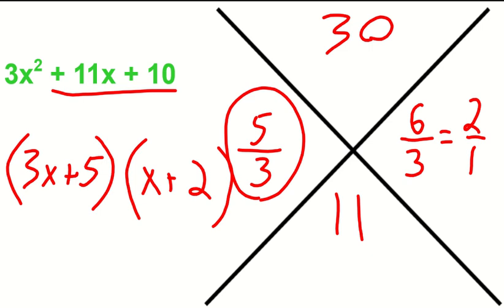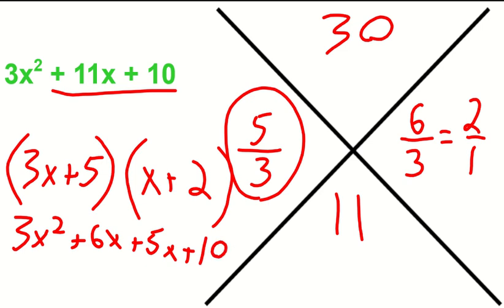And if we checked, if I go ahead and FOIL this, 3x times x, that's 3x squared. 3x times 2, that's 6x. 5 times x, that's 5x. 5 times 2, that's 10. And if we combine those, that would make 11x. That gives us our answer, so we did it correctly. Any questions on that?